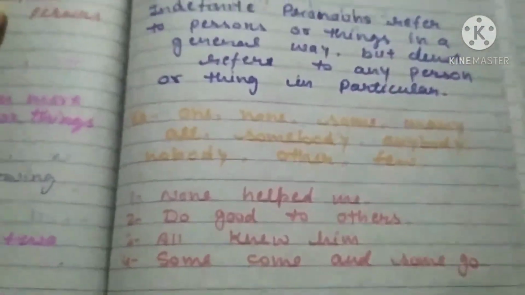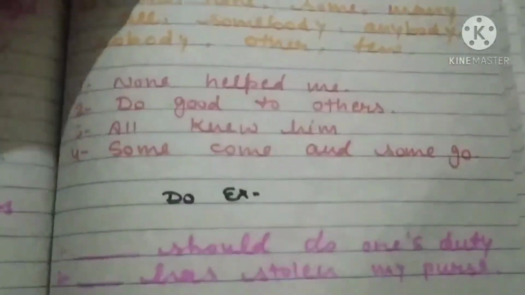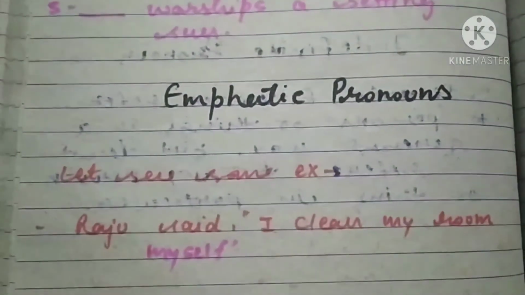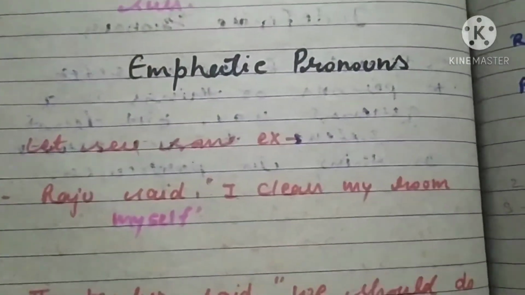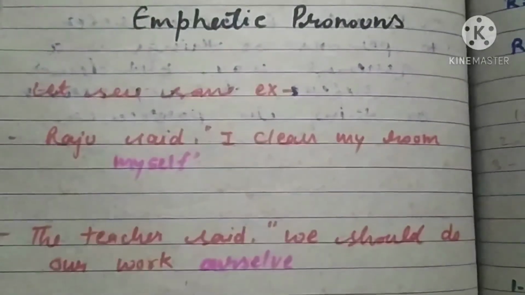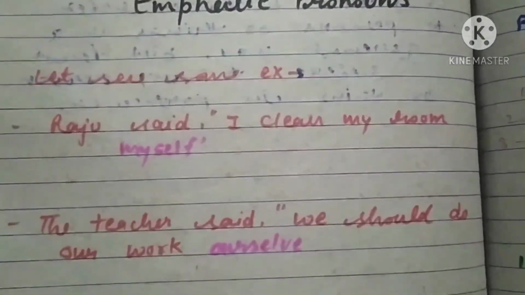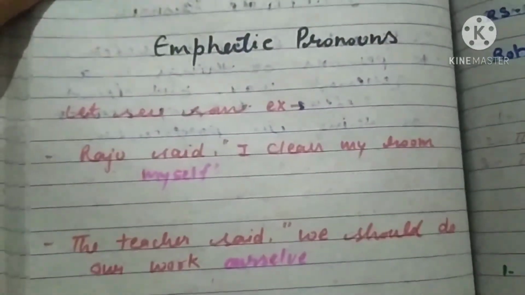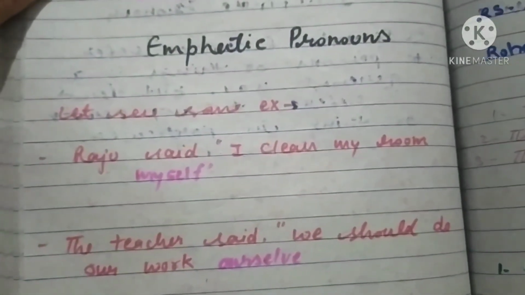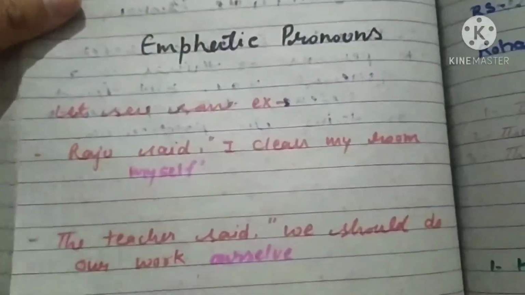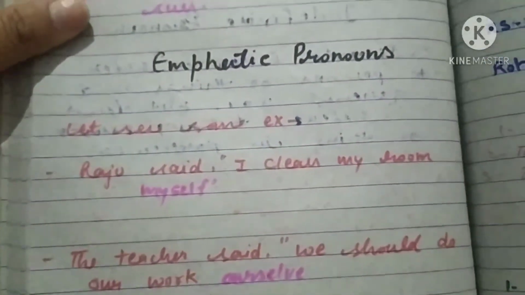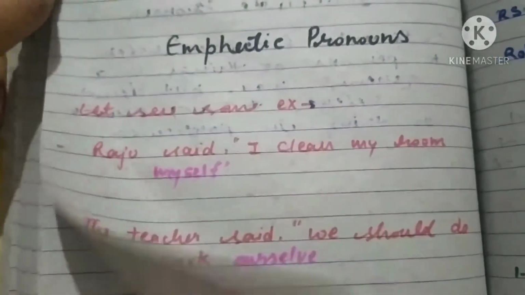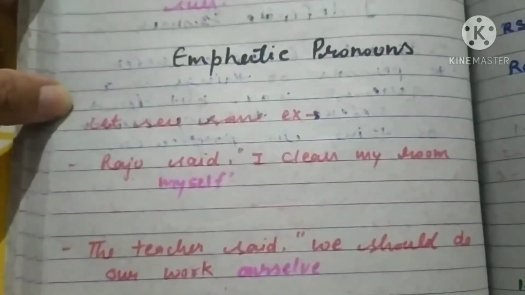I already explained to you what indefinite pronouns are. So this is the exercise. Here you do this. Emphatic pronouns. Let's see some examples. Raju said, I clean my room myself. The teacher said we should do work ourselves. I think this one also I explained to you. In the first sentence, myself shows that Raju cleaned his room, not anybody else. Similarly, in the second sentence, ourselves shows that we do it, not anybody else. So this kind of pronoun is called the emphatic pronoun.